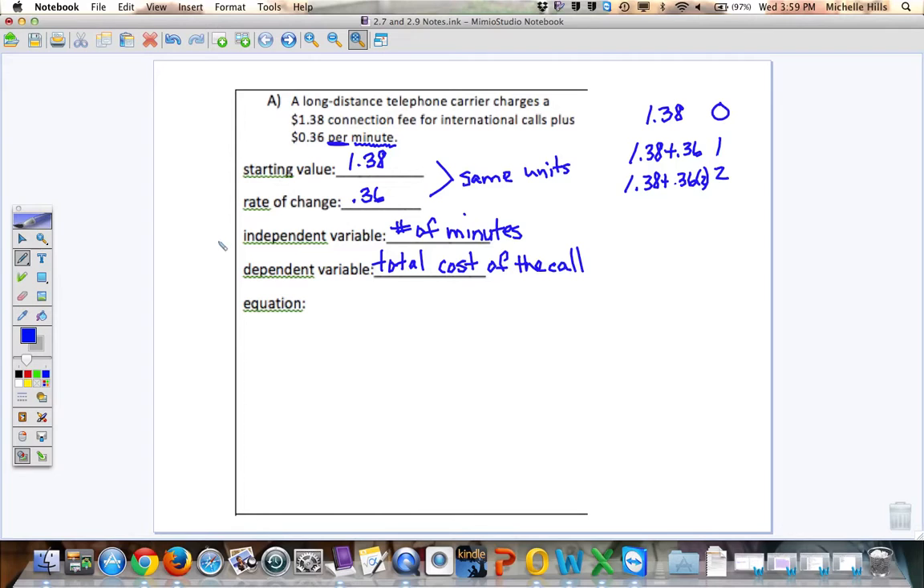The independent variable, as you know from science, is x. Your dependent variable is y. My equation, well, the total cost starts at $1.38, but I'm going to add 36 cents for each minute that I talk. I will also accept this if you want to move this around to y equals 0.36x plus 1.38. But my brain starts here. What am I starting with, and then what happens after that?